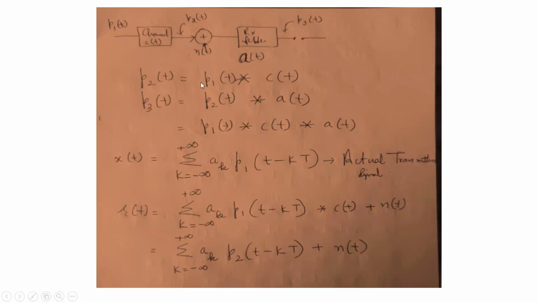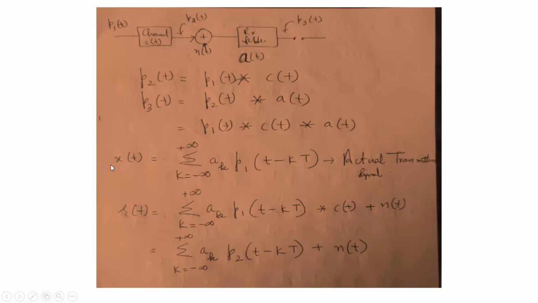What is P2T? P1T convolution with CT. What is P3T? P2T convolution with AT, right? So if we replace P2T with this here, what is P3T? P3T is P1T convolution with CT, which is channel impulse response, convolution with AT, which is receiver filter impulse response. So that's the distinction we must understand to proceed further. What are these waveforms? P1T, P2T and P3T.